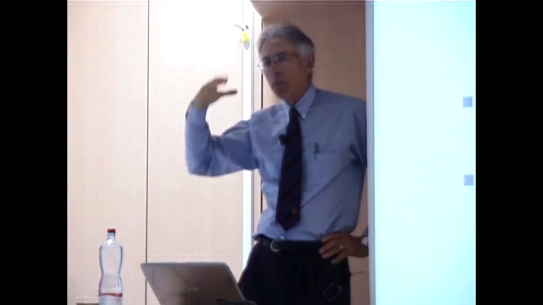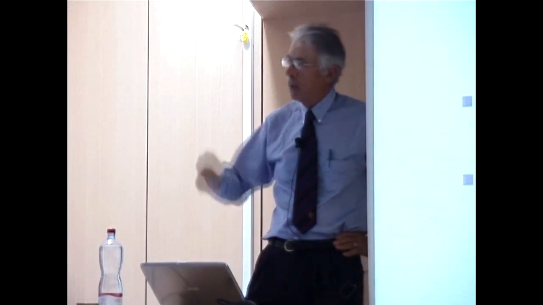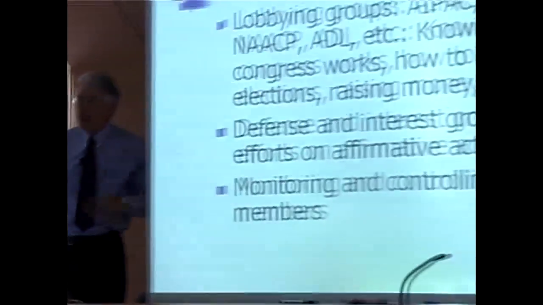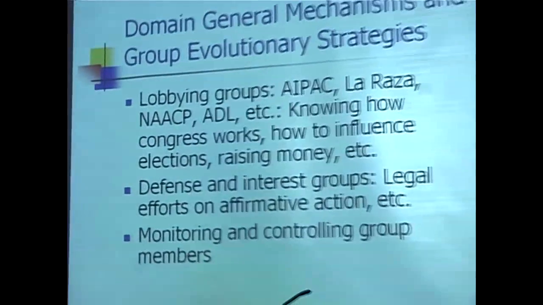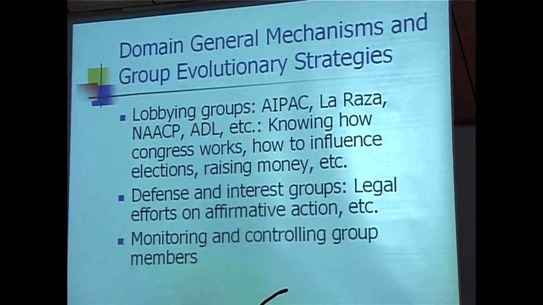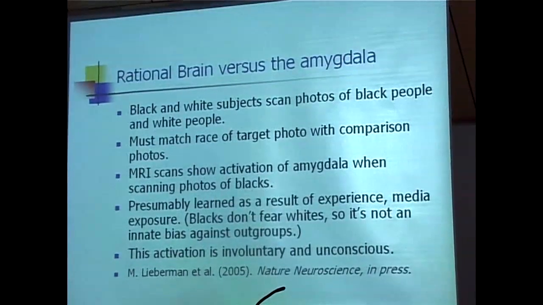They have to know how Congress works. That's IQ. That's domain general mechanisms. They have to know how to win elections, give money, and so on. They establish these defense and interest groups. They have to go to court. They have to have very sophisticated legal information and so on. That's all domain general stuff. And of course, they have to monitor group members.